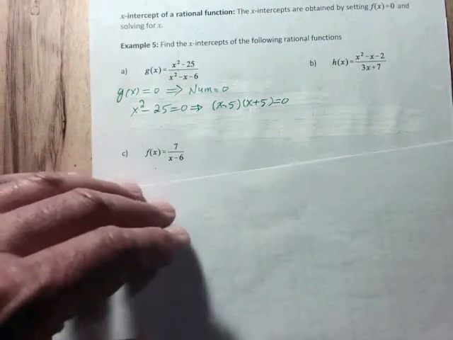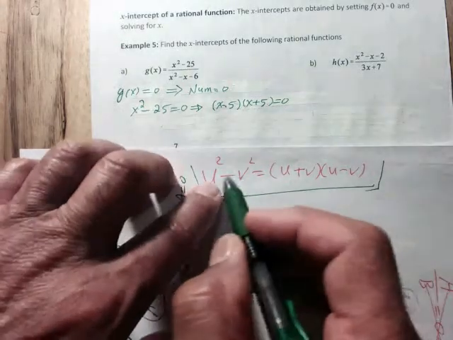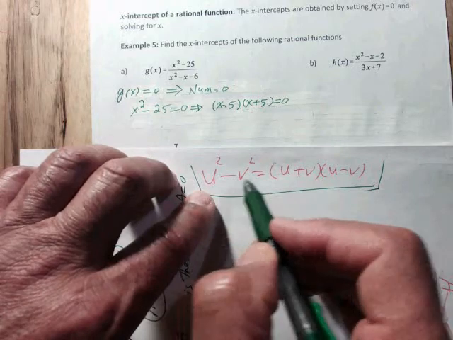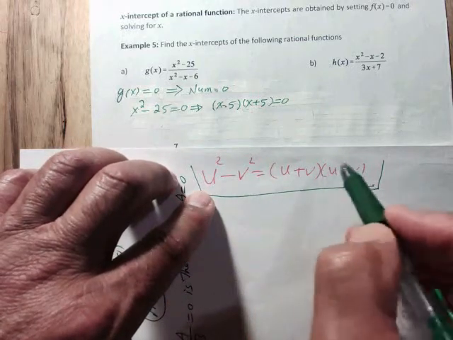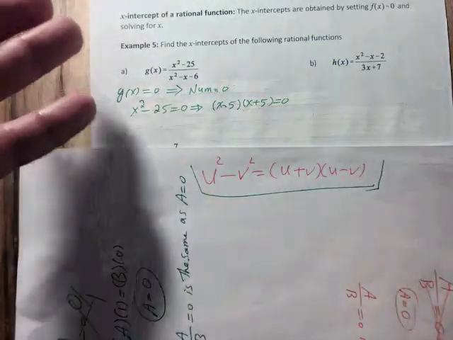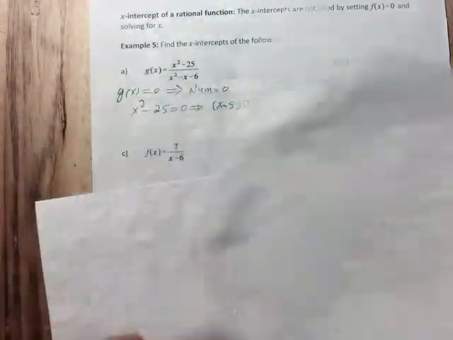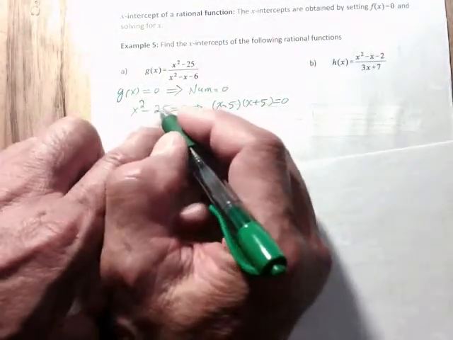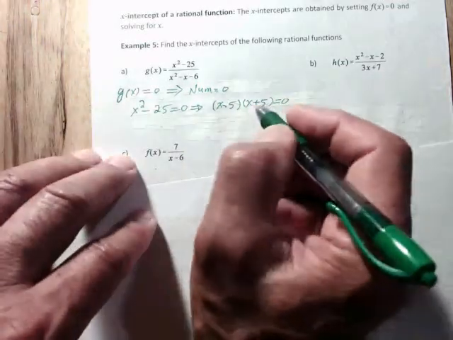For those of you who remember this formula here, the difference between two perfect squares: if we have u squared minus v squared, then you write u plus v and u minus v multiplied. So you get the factorization. Okay. You studied this in intermediate algebra. 25 is 5 squared, so x squared minus 5 squared. So you say x minus 5, x plus 5.